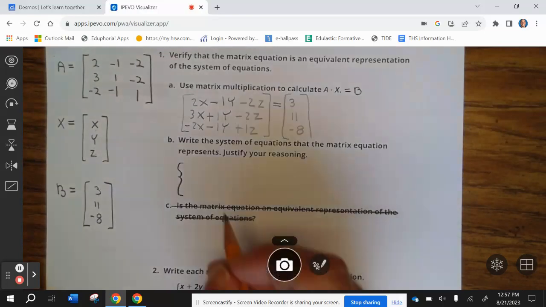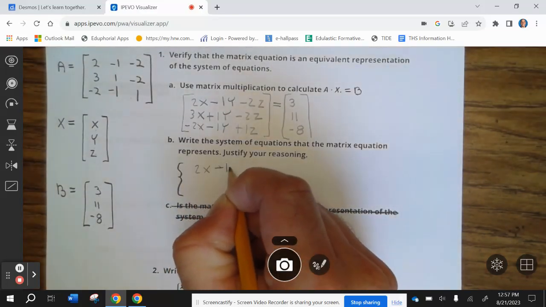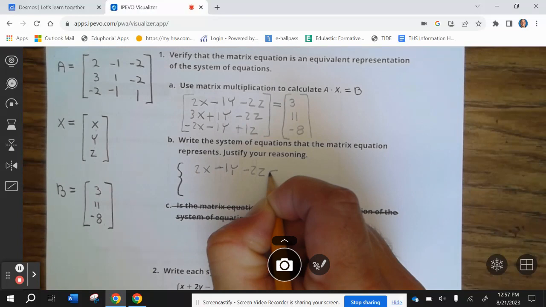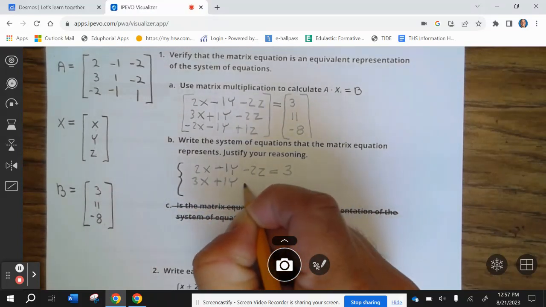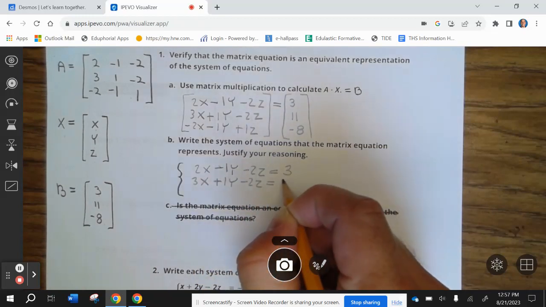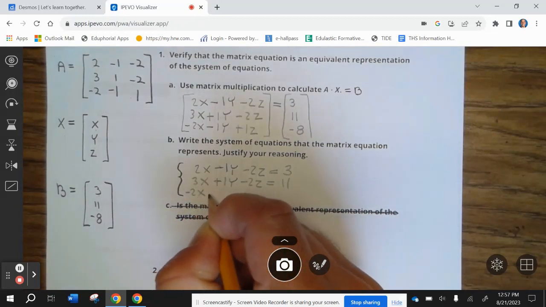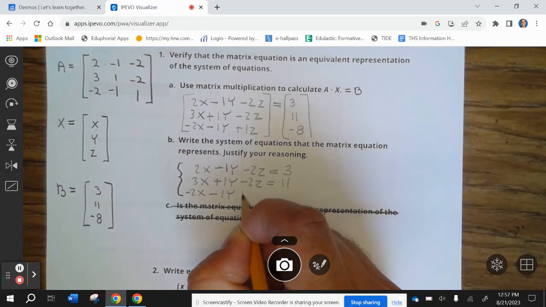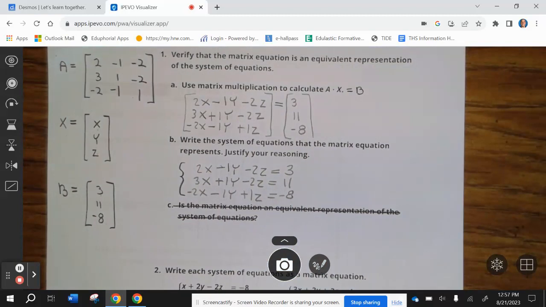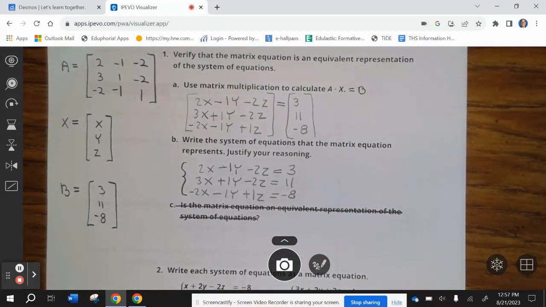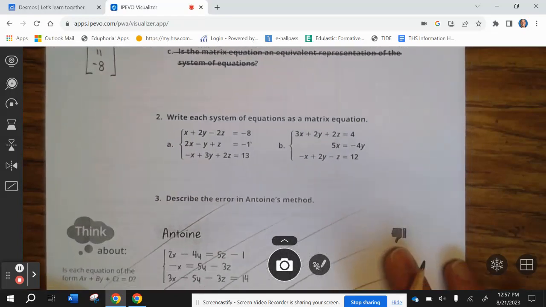Now, to write this as a system, this is 2x minus 1y minus 2z equals 3. This is 3x plus 1y minus 2z equals 11. And negative 2x minus 1y plus 1z equals negative 8. All right, go ahead and finish it up. Let's take a look at question number 2.